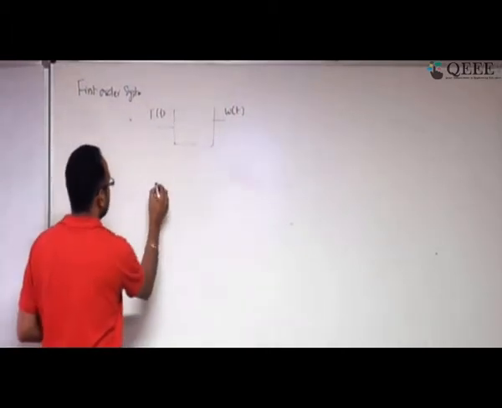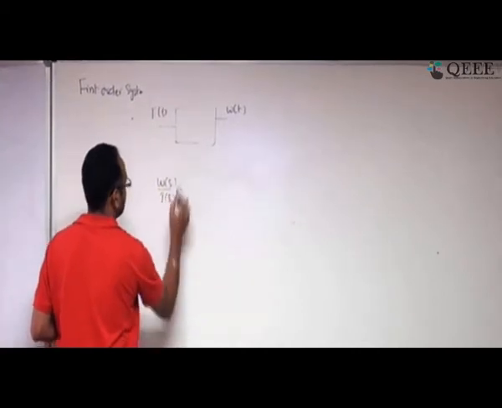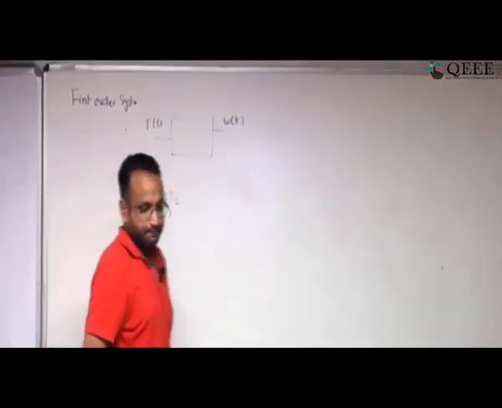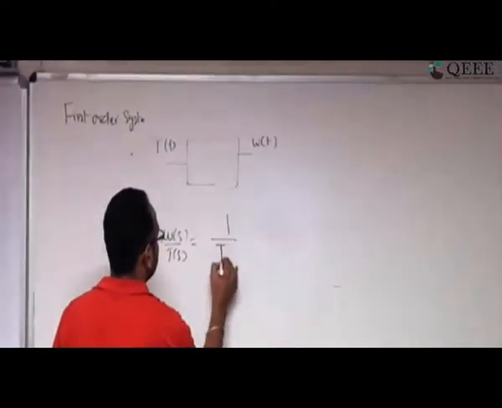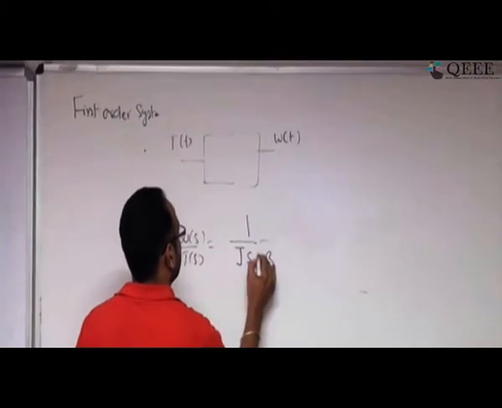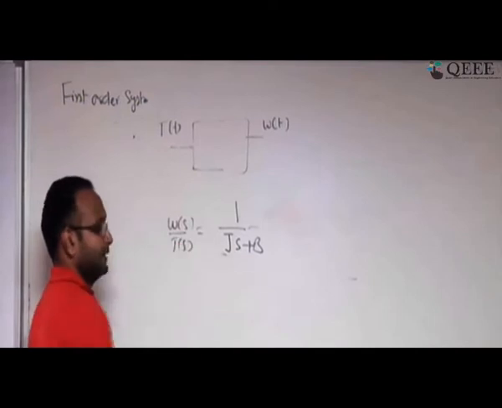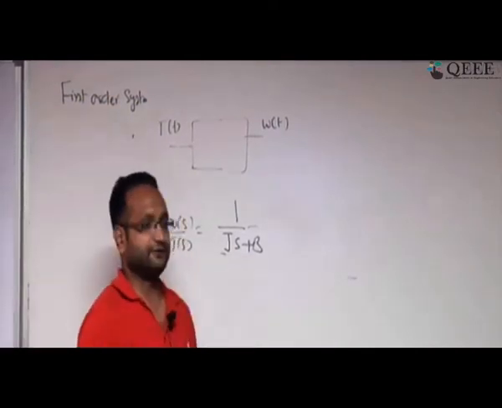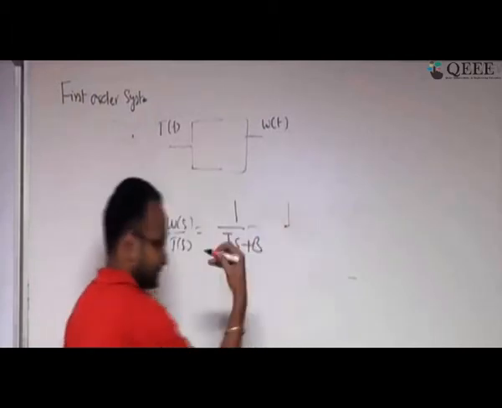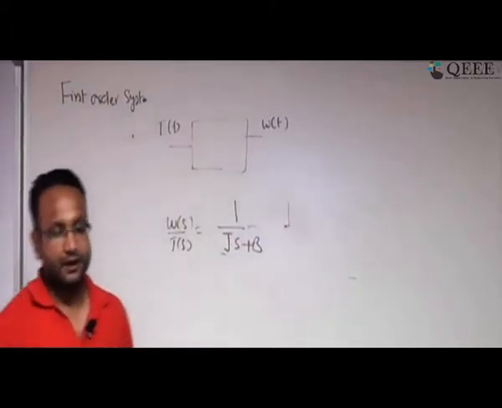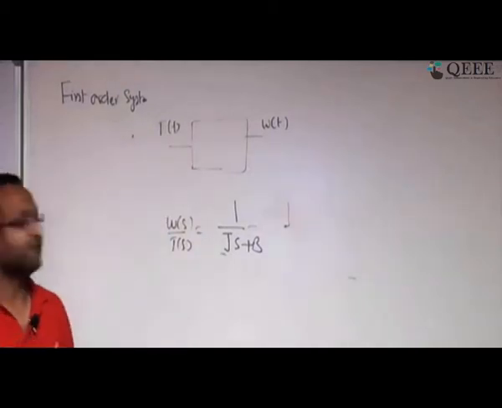And if you remember, last class I solved that omega(s) by T(s) is going to be 1 by Js plus B. Okay, for that particular system, if you can recall from the previous class, J is the moment of inertia and B is the viscous friction which we have used. So this is the example which I took, a mechanical system which is giving a first order system.